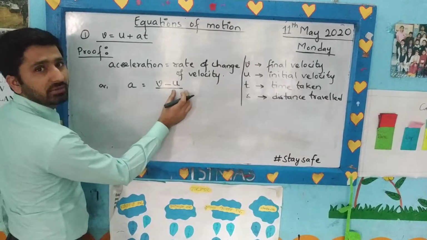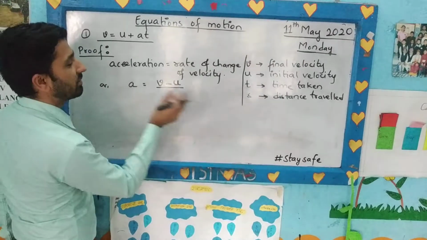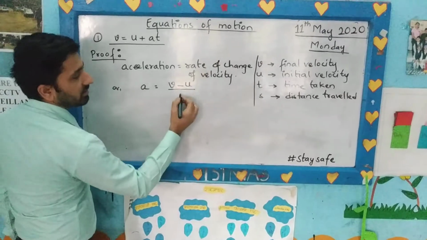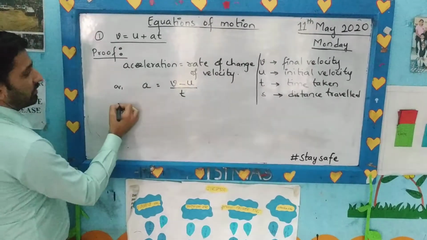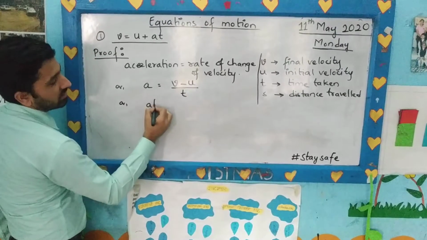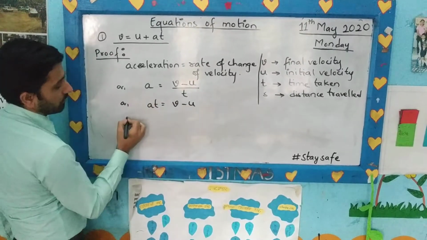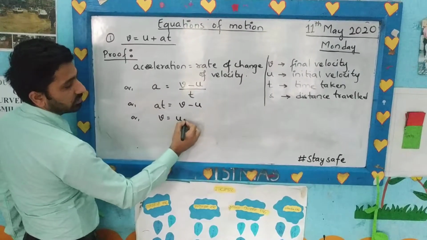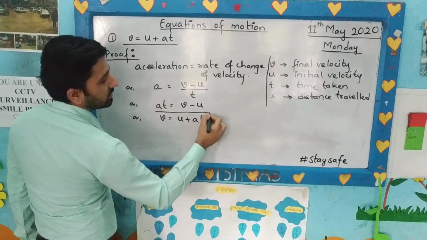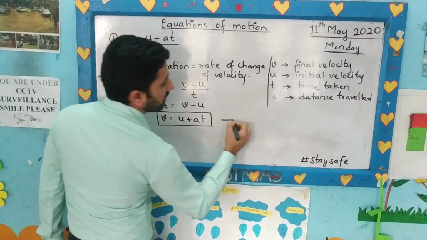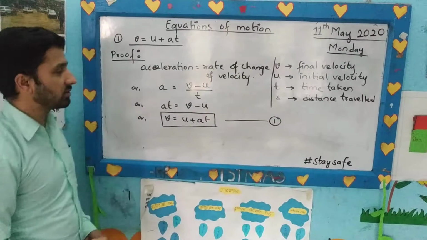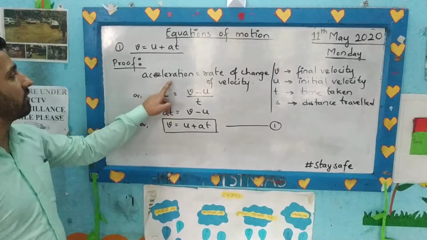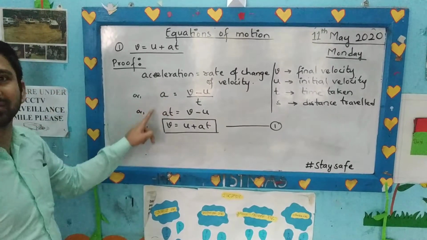We can write acceleration, denoted by small a, as the change of velocity, final velocity minus initial velocity. At the start, the initial velocity is u. After some time, it becomes v. That means the change in velocity will be v minus u, divided by the time taken. Now, if we cross multiply this, at will be equal to v minus u. Let's arrange this. We get v equals u plus at, which is the first equation of motion. The first equation of motion is derived from the numerical definition of acceleration. I hope this is clear.